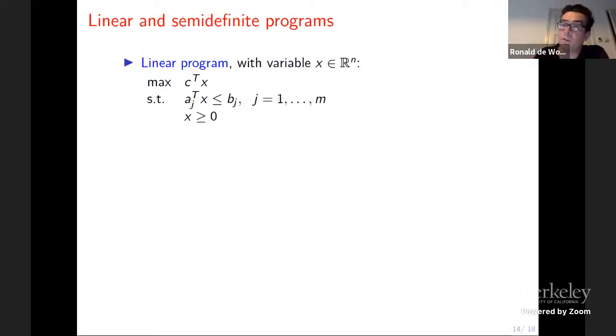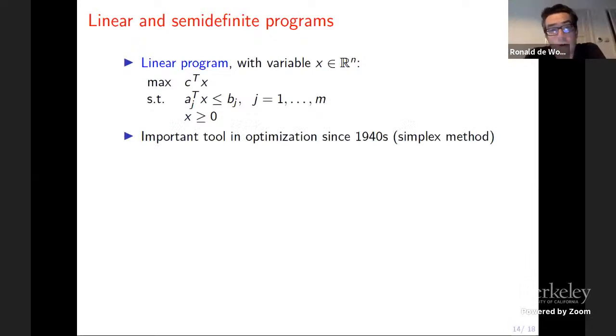So the input is the vector C that specifies your objective function, the vectors Aj and the numbers bj that specify your linear constraints. And then x is your variable that you can try to maximize over. This has been a very important tool in continuous optimization since at least the 1940s. This is due to the simplex method, which is exponential time in the worst case, but pretty efficient in practice.